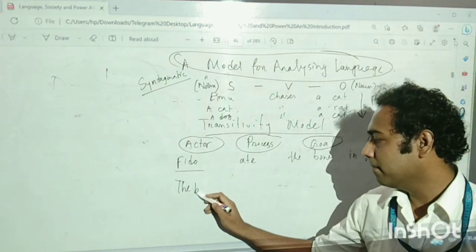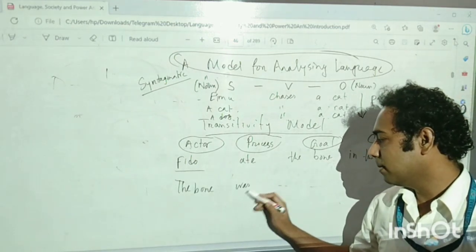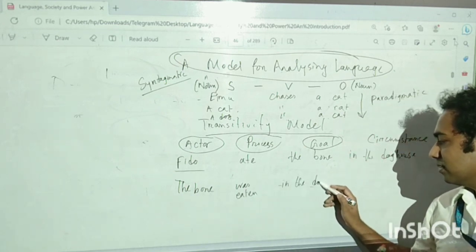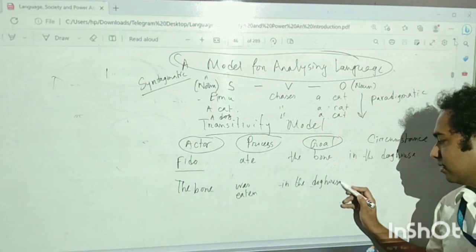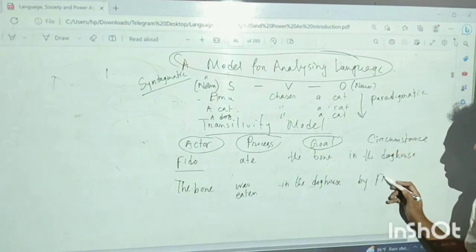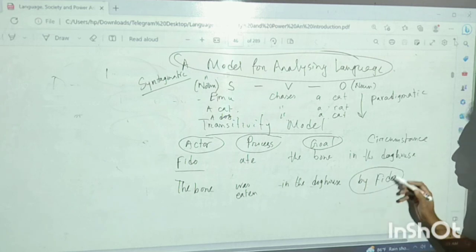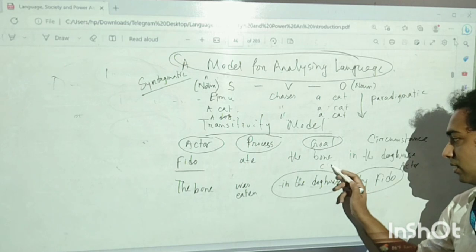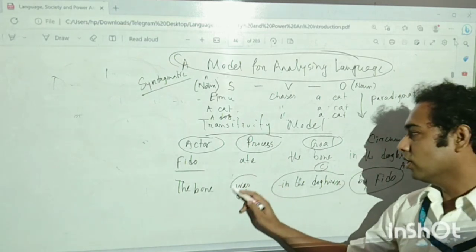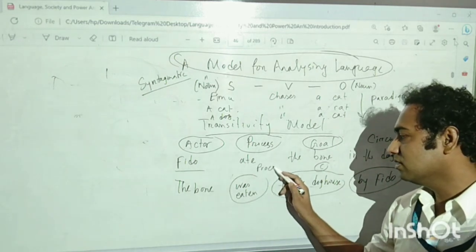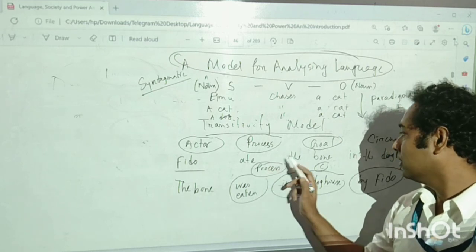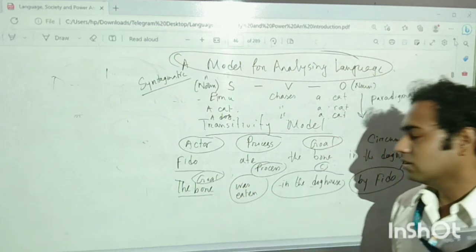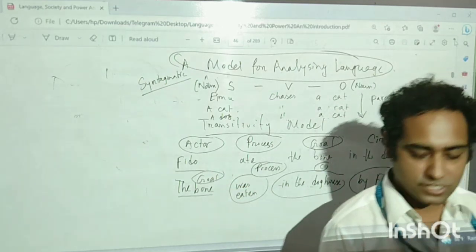The bone was eaten in the doghouse by Fido. Fido is the actor. Now the actor comes at the end. In the doghouse, circumstance comes in the third position. Was eaten remains the same in the second position. And the goal comes to the first position. It's interesting. Our goal comes first.